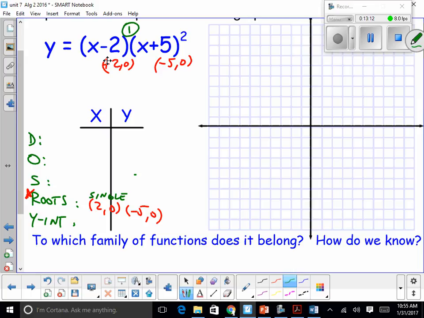How about the 5? It's a double. And the degree is, write it down. Degree is 3, solution is 3, and the word is positive. So here we go.